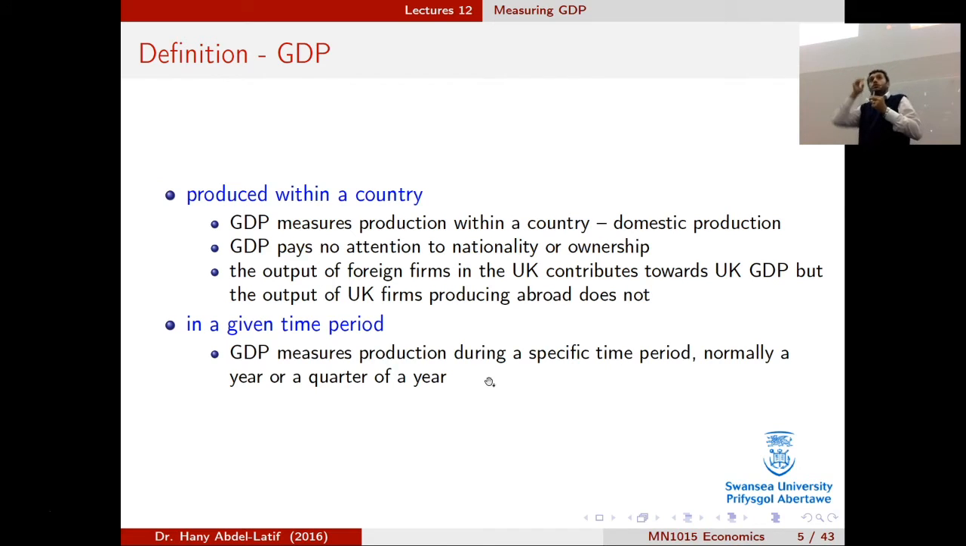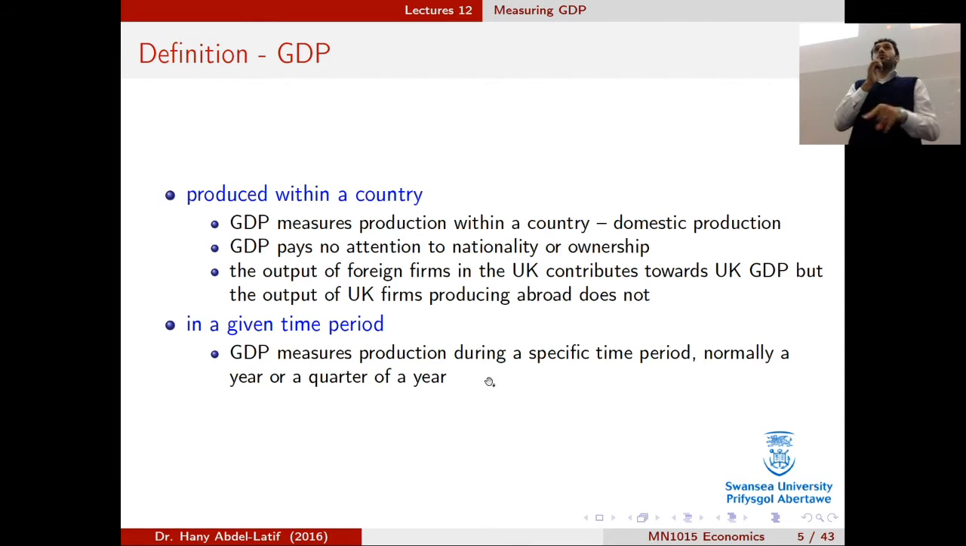And produced within a country, that's why it's called domestic product. It's very important to understand this. It's GDP, gross domestic product. Domestic here means it's produced within the UK. It doesn't matter who produced this. So a Swedish company, for example, working in the UK, the output produced by this Swedish company, as long as it's operating in the UK, will be part of the UK GDP. If you have an American company working in the UK, then the output that this American company produces in the UK is going to be part of the UK GDP. So domestic here means the location. We're looking at where this was produced.